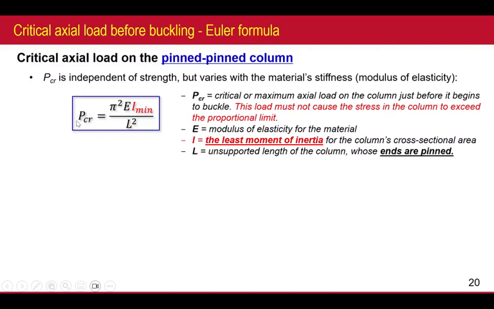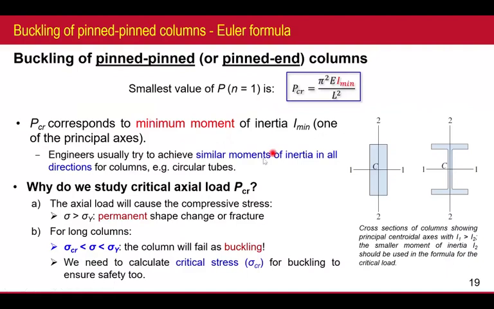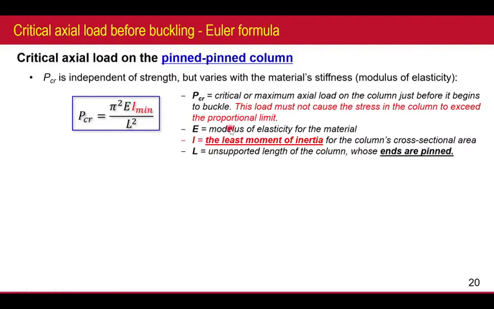So based on this, of course, we can get these things. PCR is independent of the strength, but varies with material stiffness. Only with this. That's why there's nothing to do with the yield strength. It only cares about the Young's modulus. I put a hidden text here: PCR is pi squared E I minimum over L squared. Just copy it to here. Okay, I get a full detailed understanding.